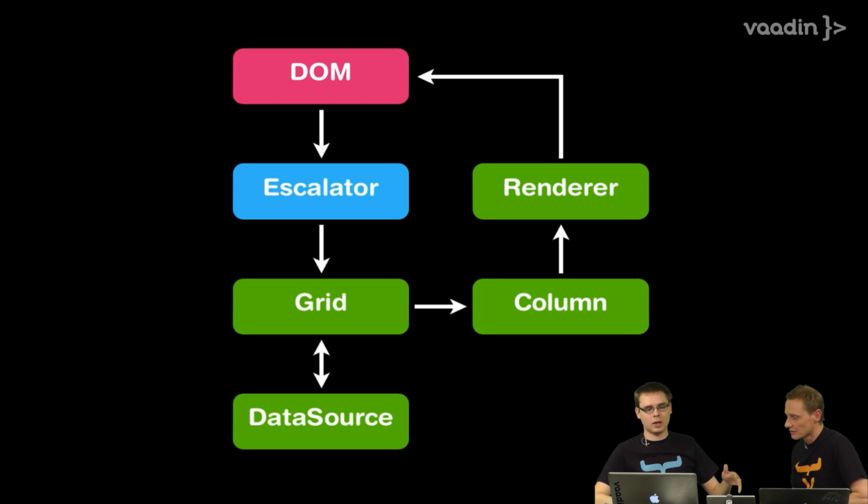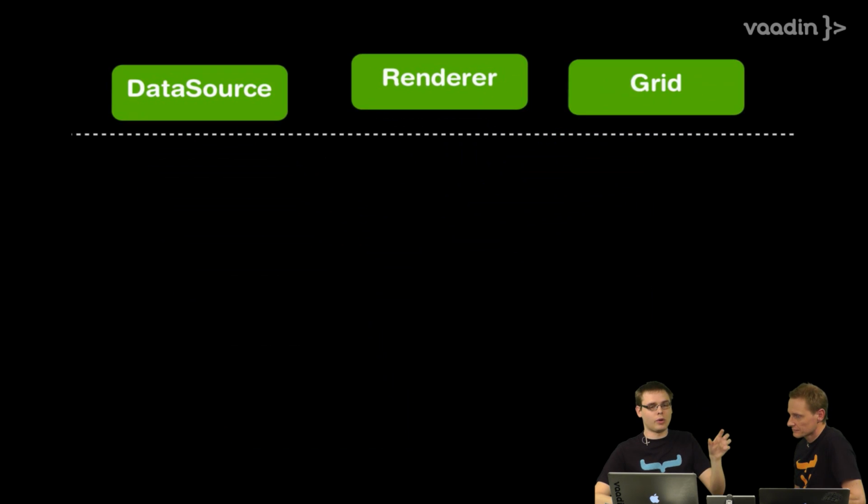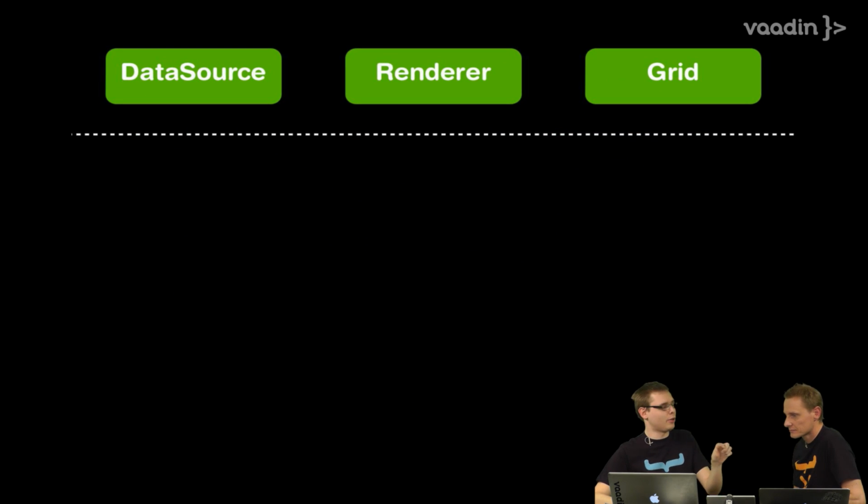The server-side part actually uses the client-side as is. It's exactly the same functionality that you would use if you programmed it on the client side. What we reuse is the data source, renderers, and the actual grid widget. Those all are on the client side, and then we have this line representing the boundary between server and client.